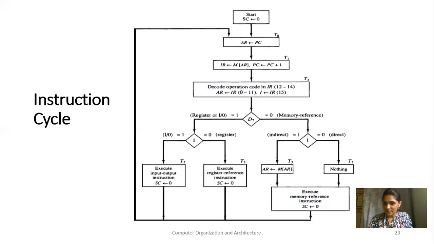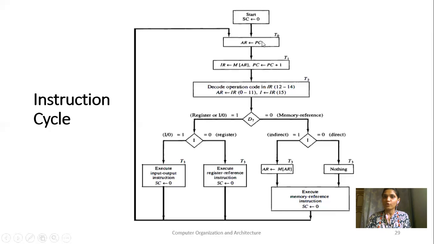And from the next timing signal onwards, it will execute the memory reference instruction. It may require 1 timing signal, 2 timing signals, or 3 timing signals. That will depend upon which memory reference instruction is going to be executed. According to that, it will decide how many timing signals are required.